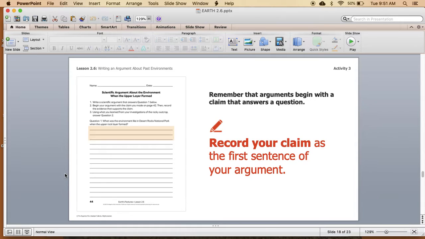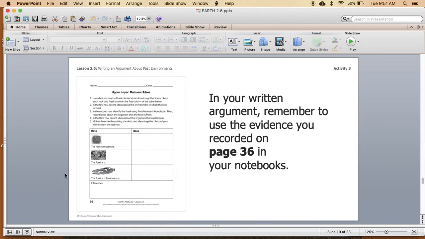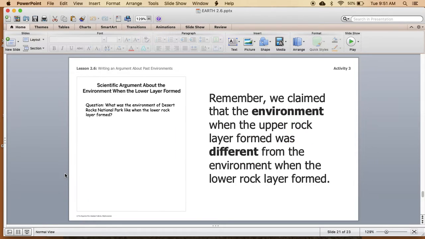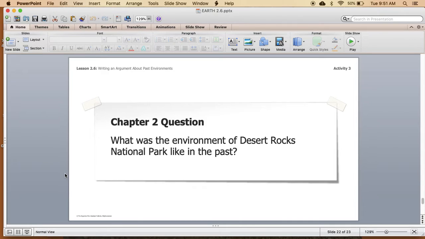Record your claim as the first sentence of your argument. In your written argument, remember to use the evidence that you recorded on this page. Write your argument about what the environment was like when the upper layer formed. Remember, we claimed that the environment when the upper rock layer formed was different from the environment when the lower rock layer formed. Chapter 2 question: what was the environment of Desert Rocks National Park like in the past?